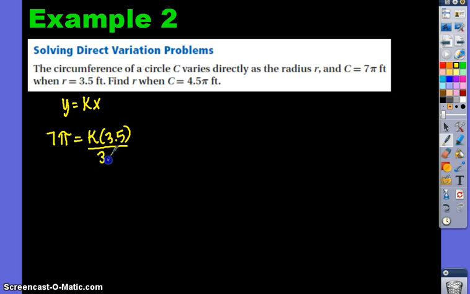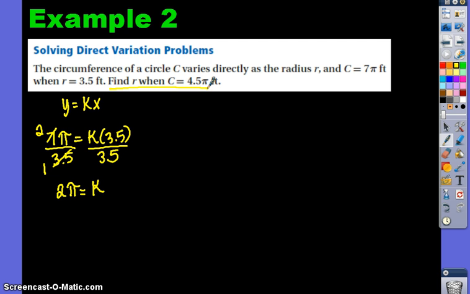So we would divide by 3.5, divide by 3.5. The 7 and the 3.5 cancel into 2 and a 1. So it's 2 pi, don't forget the pi, is our k. All right, now we're not done. We know that k is 2 pi. The second part of the problem is we want to find r when c is 4.5 pi.